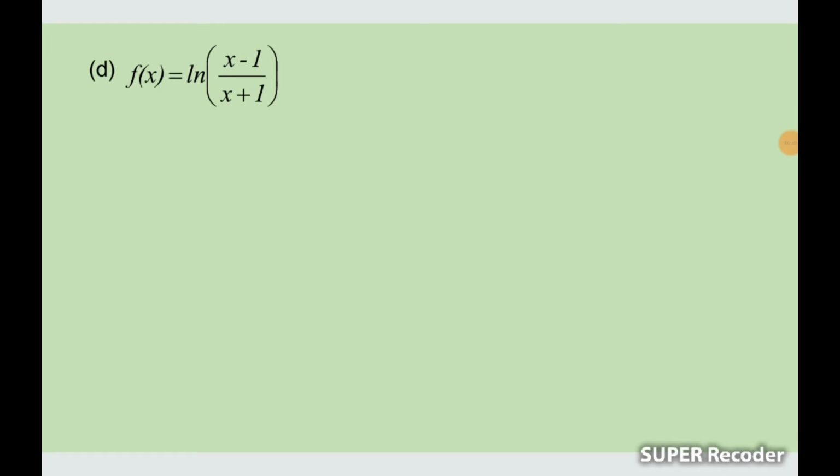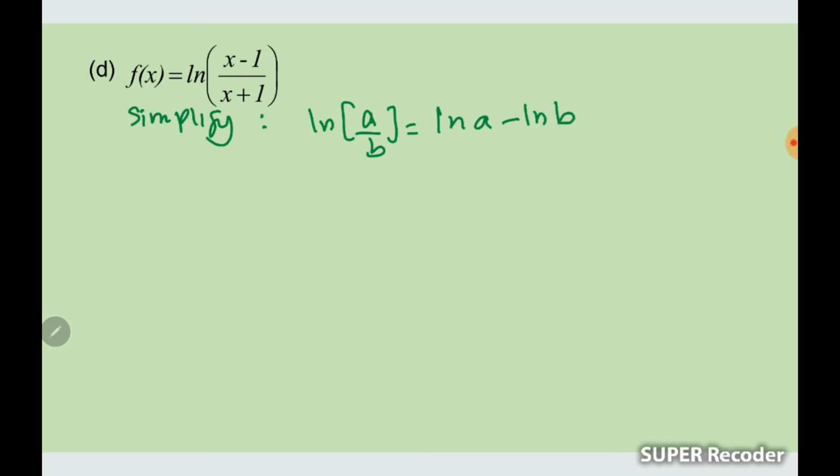Okay, now we continue with D. f(x) equals ln of (x minus 1) over (x plus 1). Firstly, you need to simplify first. Okay, simplify the expression for ln. Recall back, ln(a over b) can be written as ln a minus ln b. So for this function, ln f(x) is equal to ln(x minus 1) minus ln(x plus 1). Okay, now the function is simple and ready to be differentiated on the left and right side.